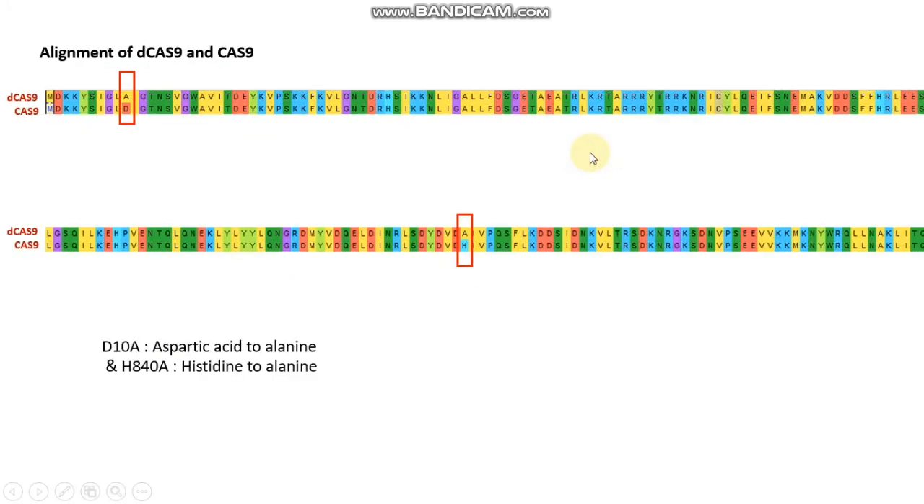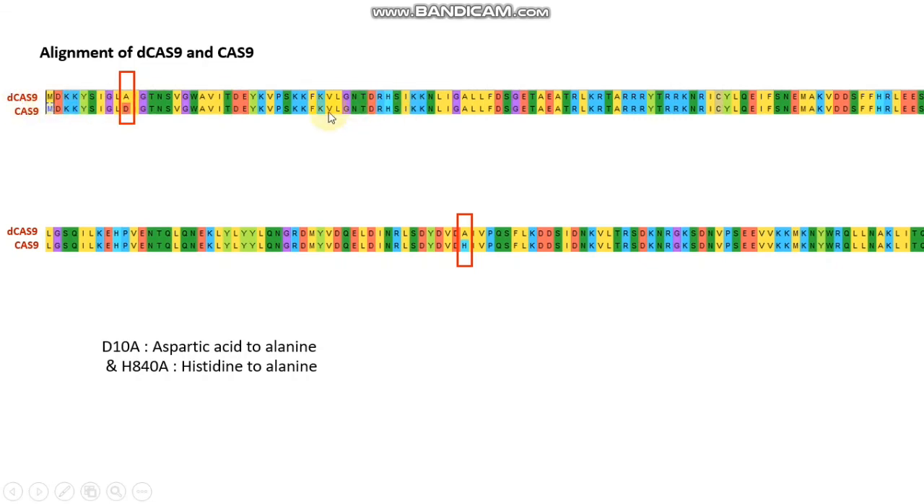Alright, so next I want to show you the structural difference between dCas9 and Cas9. I aligned the amino acid sequences of Cas9 and dCas9 by MEGA X software. The alignment I am not showing here, but this is the alignment result. As you see in this schematic diagram, the Cas9 is the lower one, this lower amino acid sequence, and the dCas9 is the upper one.